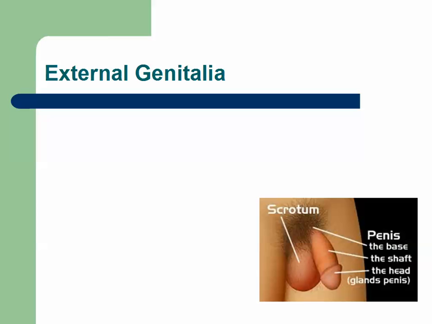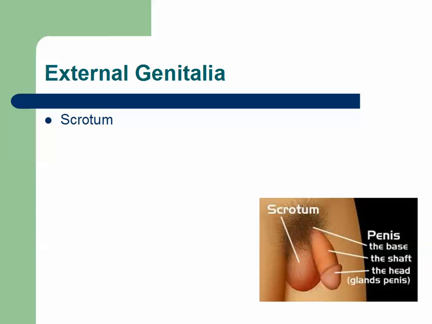Okay, lastly, we're going to talk about the external genitalia. These are the things that are located outside the body that are assisting with delivery and that contain the internal things we've just talked about. There are two main parts. The scrotum first is the sac of skin that's going to contain the testes, and there are a couple of reasons that it's external.